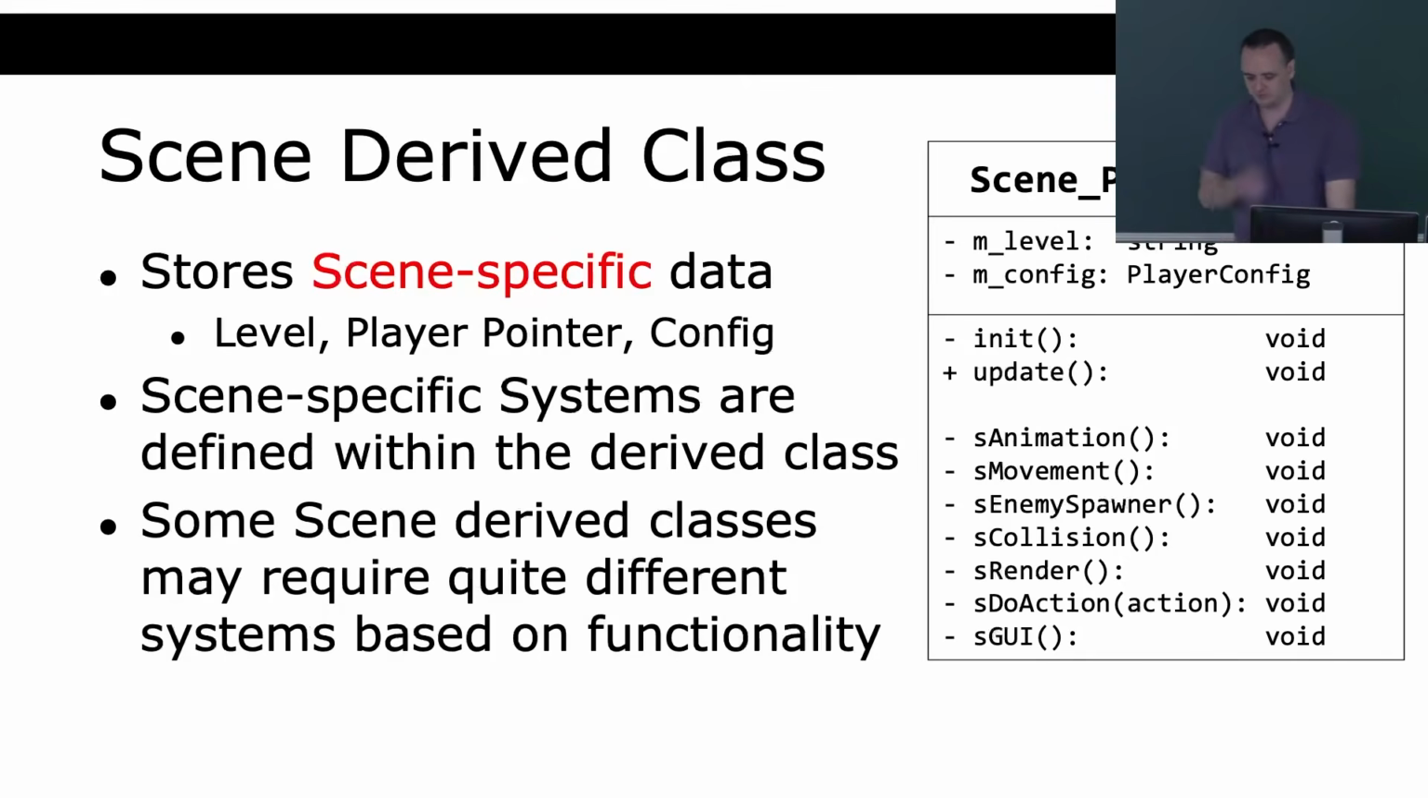So some scene derived classes may require quite different systems based on functionality. And so we will have something like a physics system which lives outside of the derived classes, because the physics is going to be maybe the same in different scenes. So whenever we have a system that could be shared across multiple scenes, we'll just define that on its own. But any system that's unique to this scene is going to be in the derived class.